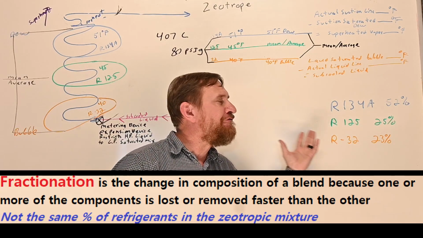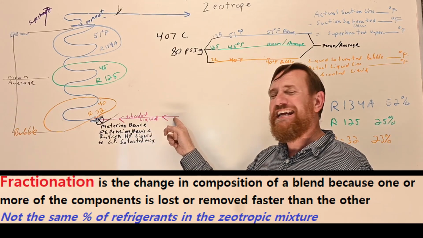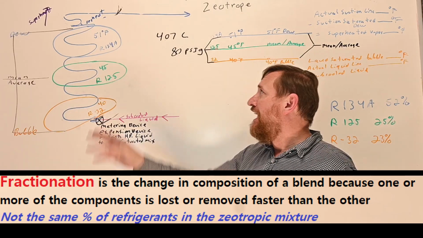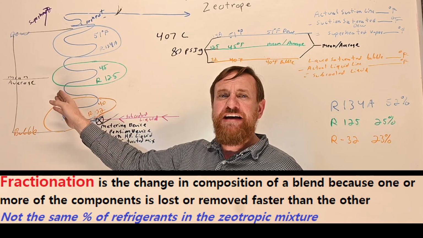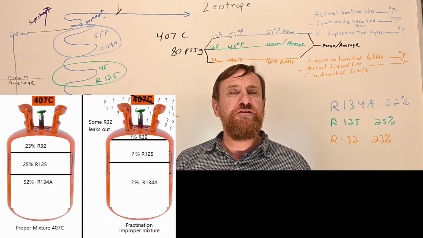That'd be what we call fractionation. We end up losing more of one refrigerant than another. Now, if I had a refrigerant leak in the liquid line, all the liquid's coming out at the same exact rate, we wouldn't have an issue. If I had a leak in the suction side, we wouldn't have an issue. But if I had a leak in the middle of the evaporator, maybe it was leaking here, here, or here, we could lose more of one refrigerant than another.